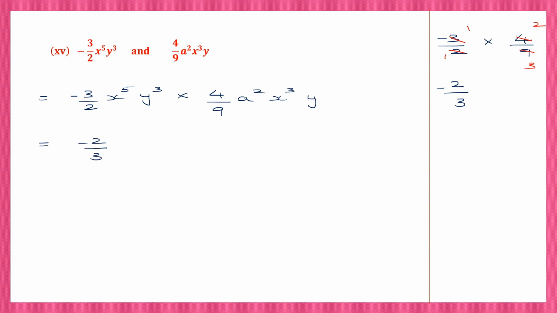Now let's take x here. Here we have x to the power of 5 and here we have x to the power of 3. So that will be x to the power of 5 plus 3, which is x to the power of 8. Then we have y to the power of 3 and y here to the power of 1. So that will be y to the power of 3 plus 1, which is 4. Then I have a square. So that will be a to the power of 2. So now I can rearrange and write minus 2 by 3, putting a first, alphabetical order, a square, x to the power of 8 and y to the power of 4. This is my final answer.